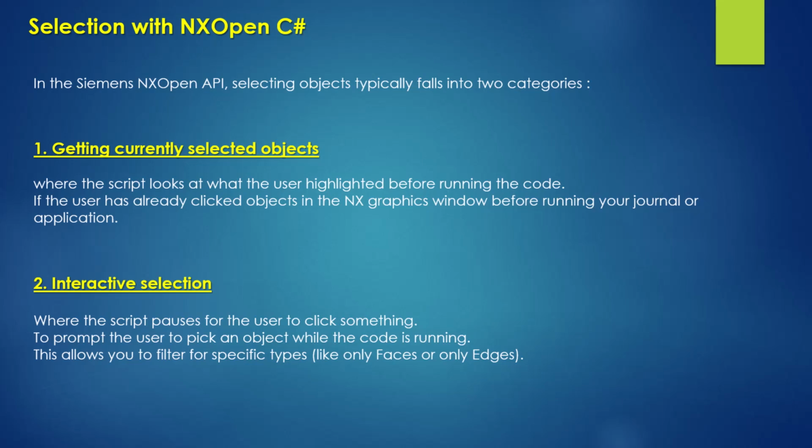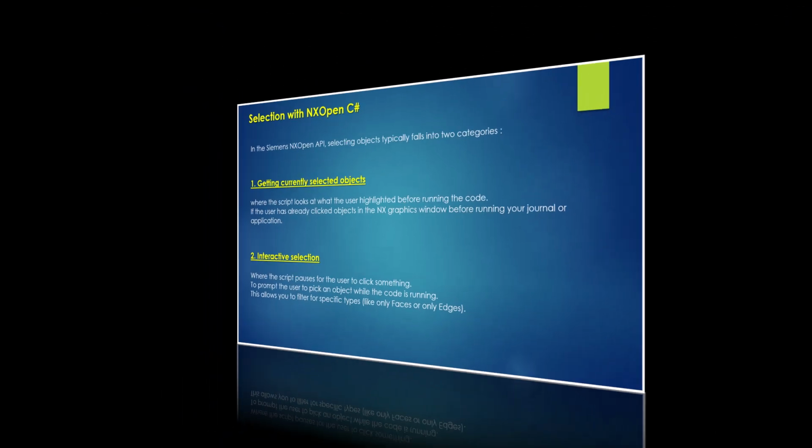But what if your script is already running and it needs the user to make a choice? That brings us to our second category, interactive selection. Unlike the first method, where the user selects objects before the script starts, this approach happens in real time. Here, the script takes control and prompts the user to pick specific objects directly from the graphics window while the code is active. This allows you to define exactly what the user is allowed to click, whether it's just edges, specific faces, or entire bodies. We will see both methods in this tutorial.